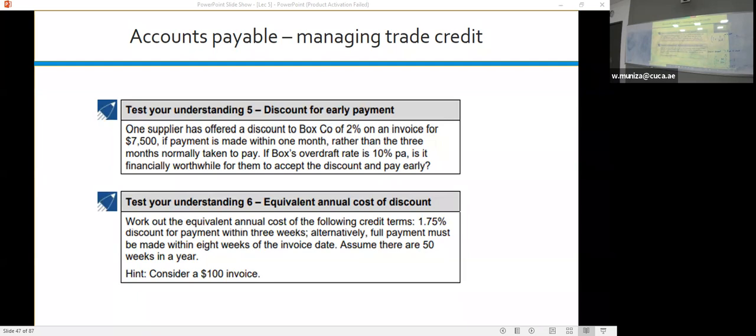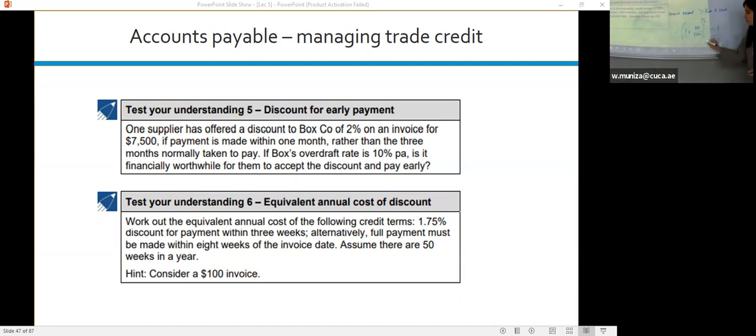Got it? In this case, we are thinking about whether we need to pay early, that is, whether we should avail the discount or not. If the annual cost of discount is more than the rate of interest, you are going to accept. In the case of receivables, if we are thinking about whether we should be offering the discount or not, then if the annual cost of the discount is lesser than the rate of interest, we are going to offer the discount. Now try the next understanding.